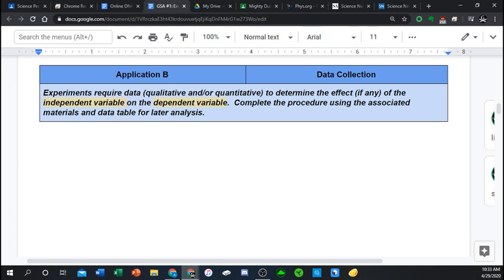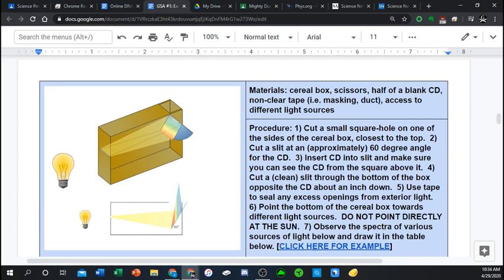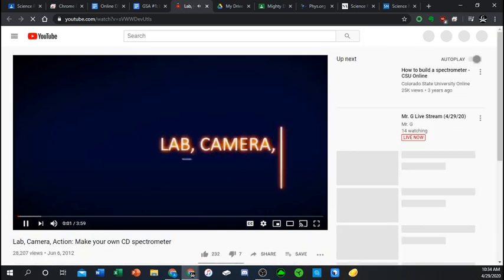Alright, application B. You guys are hands-on. You guys are trying to build a spectrometer, something that can split light so that you can analyze and look at light. This is kind of like the blueprint. It's very weak. I pulled it from NASA's website. If you got stuck on directions, there was a video from the University of Oxford on how to make it.